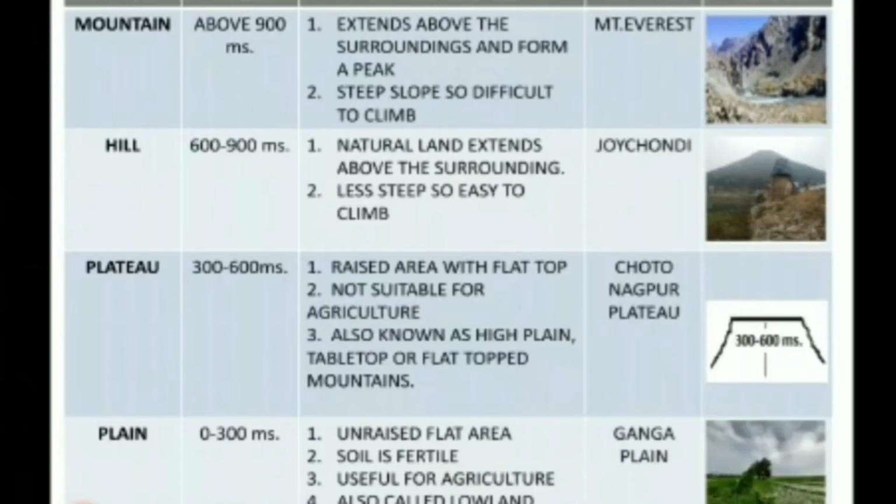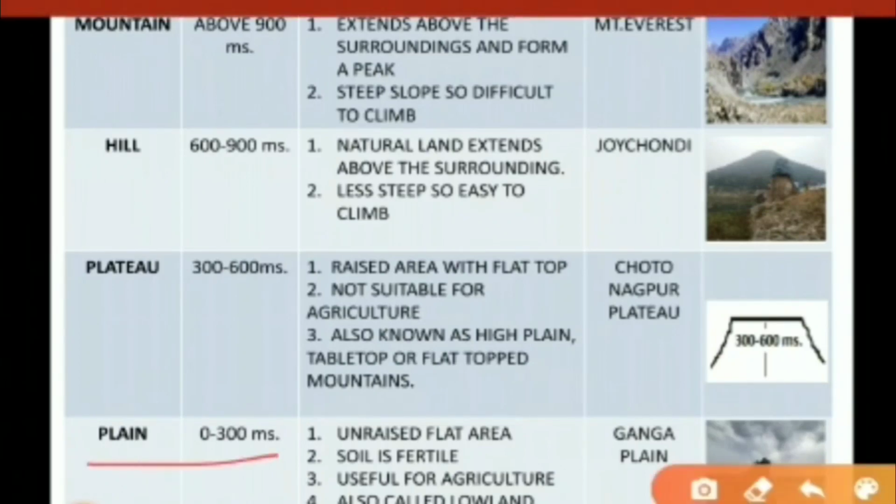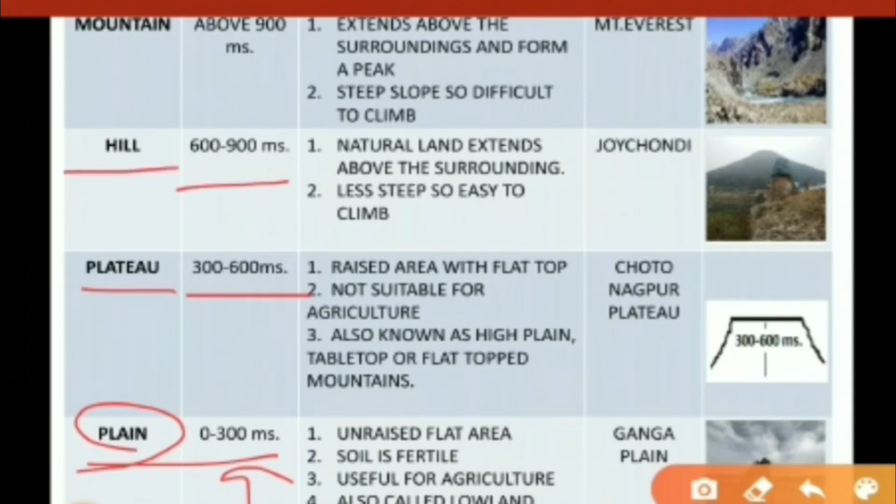On our Earth's surface, we have different major landforms on the basis of their height and their shape. So just have a look. First we have plain. From ground surface up to 300 meters, the land is known as plains. From 300 to 600 meters, it is known as plateau. From 600 to 900 meters, it is known as hill. And above 900 meters, the land is specifically known as mountainous regions.